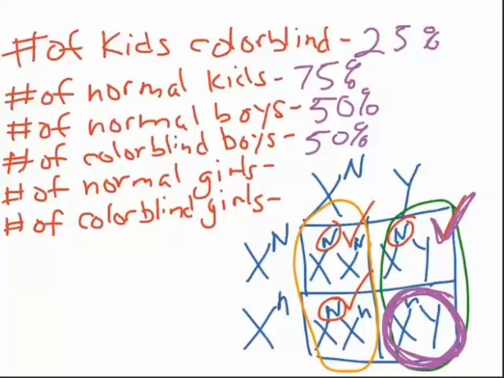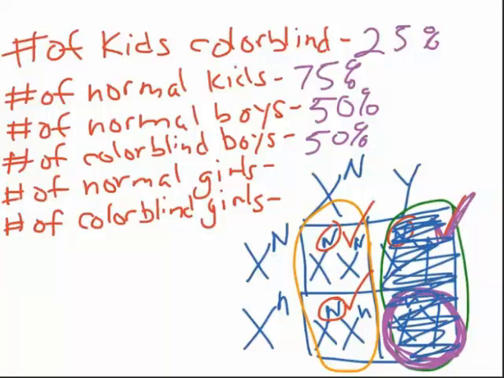For my girls, if I'm looking at girls, these boys can't exist at the moment, so they go away. And if I'm just looking at my girls, my percent of having a normal girl is 100%. Out of my two girls, they are both going to be normal, and I will have 0 colorblind girls.